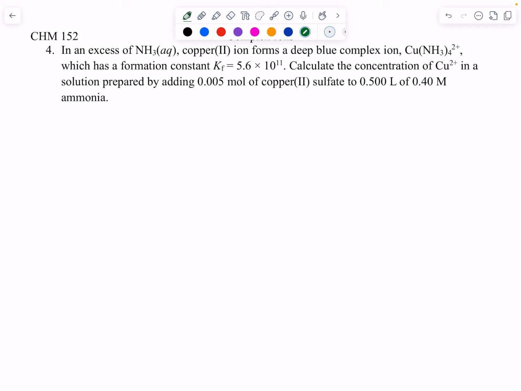We've got an example here of the formation constant. So we've got ammonia, excess ammonia, and it happens to be 0.04 molar ammonia. Copper 2 ions form a deep blue complex ion, which has a formation constant of 5.6 times 10 to the positive 11th, excuse me. Make sure that we can see that. Calculate the concentration of copper 2 in solution by having 0.5 moles of copper 2 in half a liter.